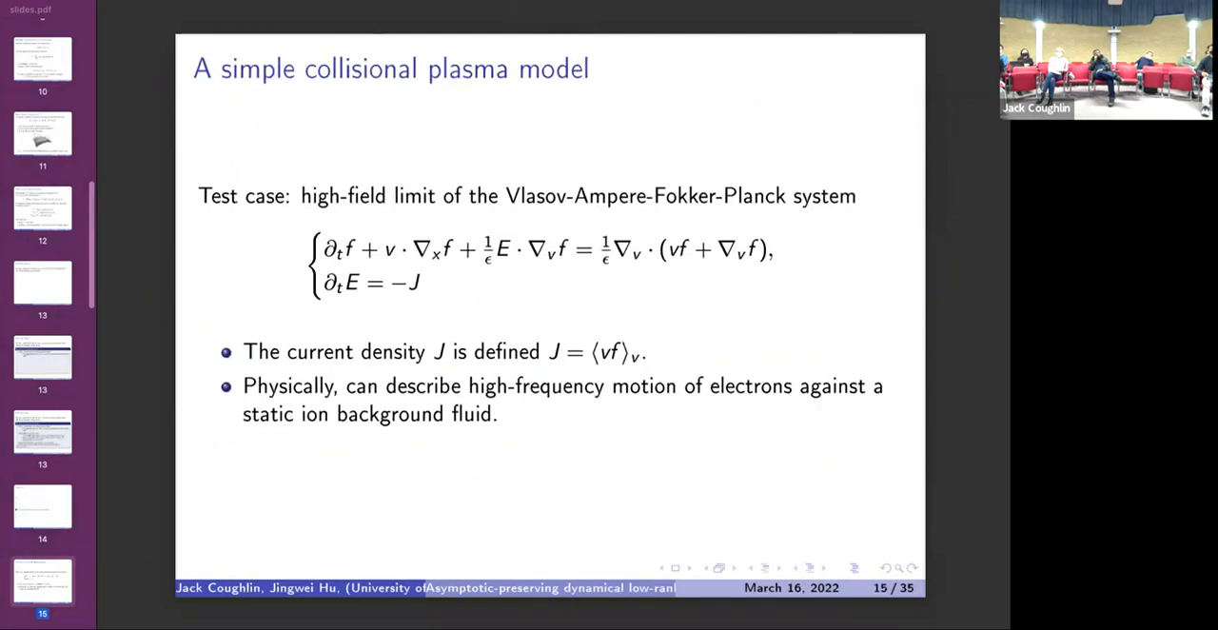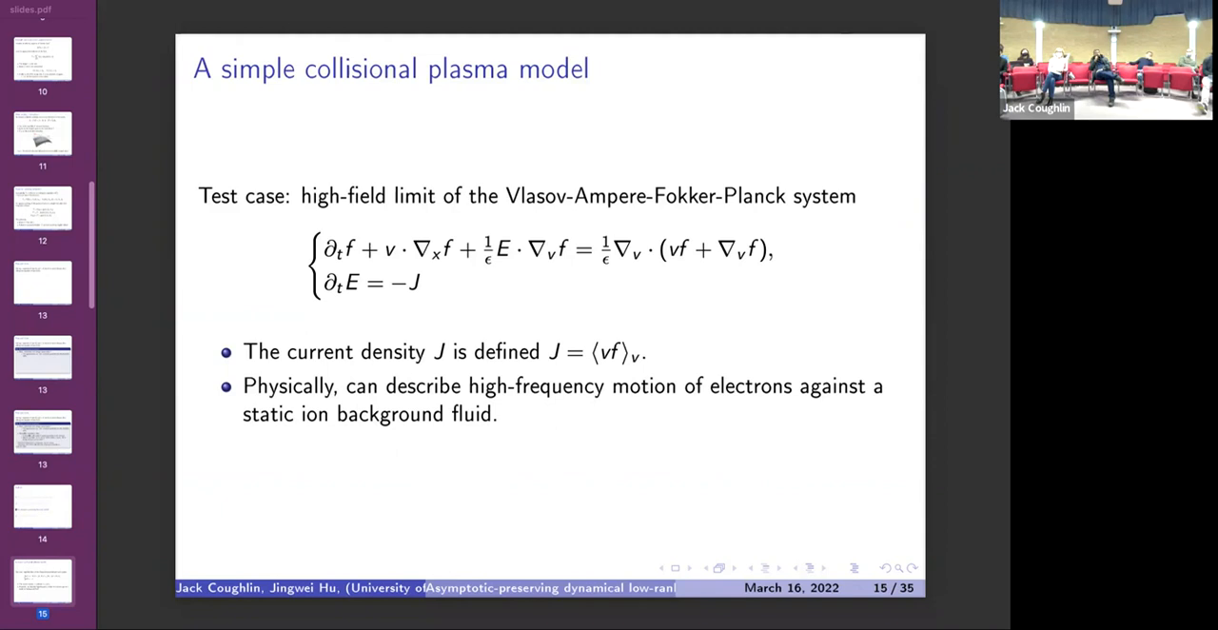All right. So in this work, we considered this simple sort of test case problem, and this has been called the high field limit of the Vlasov-Fokker-Planck equation. So this is a linear Fokker-Planck operator, and we call it Ampere because this is Ampere's law. So this is electrostatic, right? And then importantly, the electric field and the collisions have the same scaling.